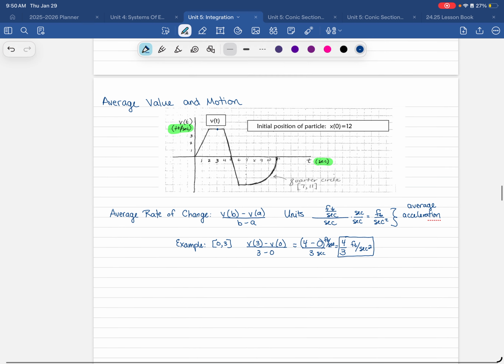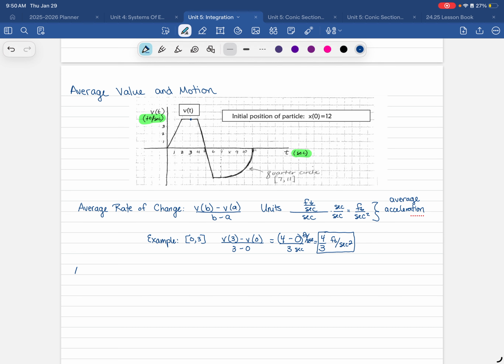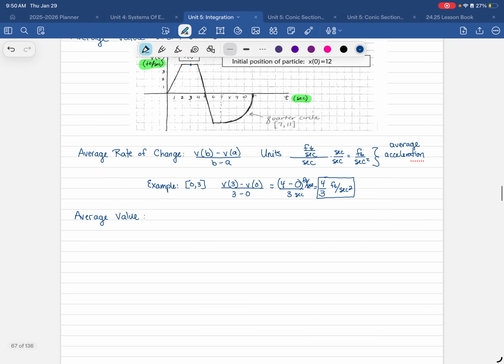All right, now our new piece of info is what's called our average value. Our average value allows us to find the average of a function that we physically have in front of us. Where this example up here was our average rate of change, and as a result, my average acceleration given a velocity graph, now I'm going to be able to find the average velocity given a velocity function or velocity graph, which up until this point we haven't been able to do.